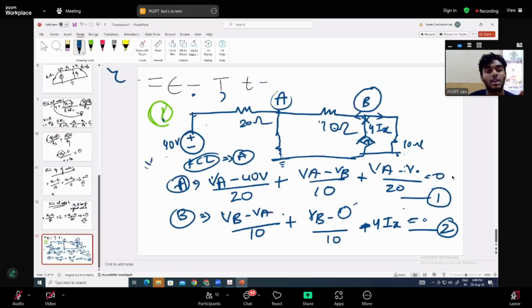Then is it clear? Did you understand how I wrote both these equations? This diagram might not be clear, but I have also already provided this tutorial sheet, so check there and it will be clear. Okay, so Yashwardhan, you solve this and put the answer in the chat.